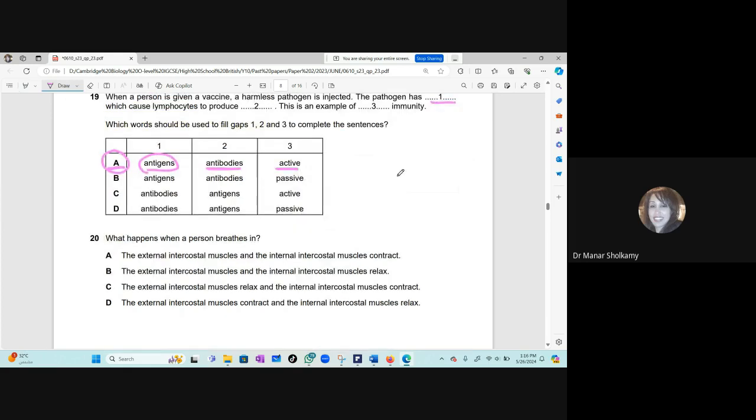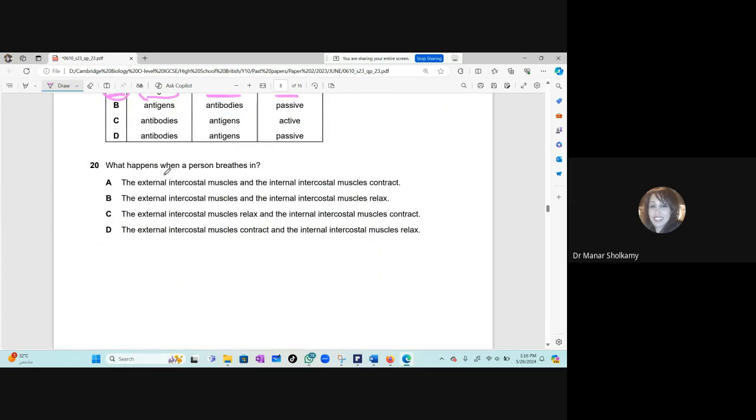Okay, now the questions, they start to become tricky. 20. What happens when a person breathes in? The external intercostal muscles and the internal intercostal muscles contract. The external intercostal and the internal intercostal both relax. The external intercostal relax and the internal intercostal muscles contract, or the external intercostal contracts and the internal intercostal relaxes. What's 20? D. Yes, it is D.